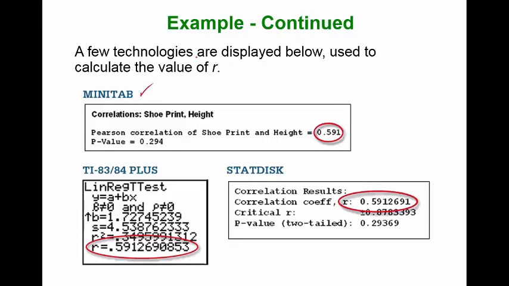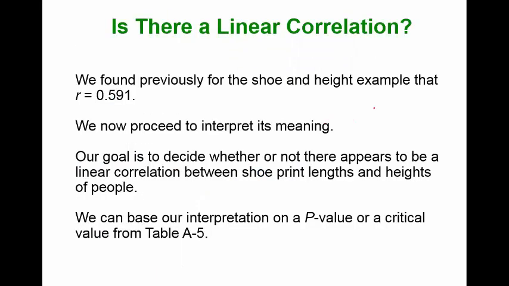Using technology like Minitab or StatDisk or our calculator, we see that the correlation coefficient is 0.591. We'll talk about how to get this when we actually do an example from the beginning. Based on this value, 0.591, you want to compare that with the critical value that we're going to find from table A5.